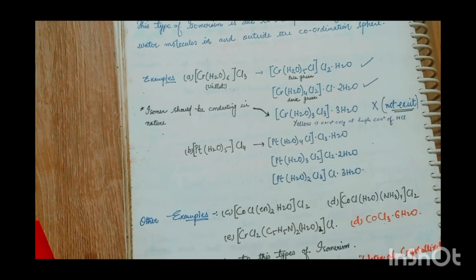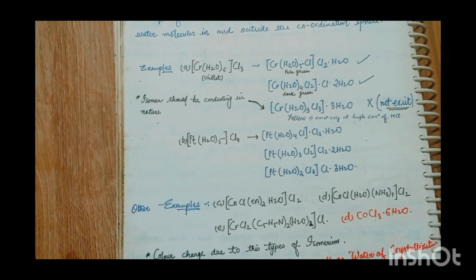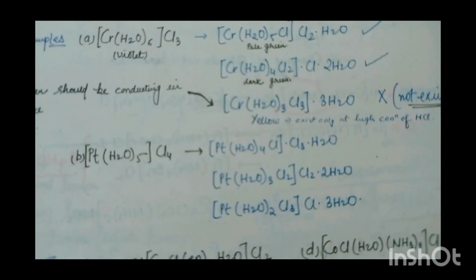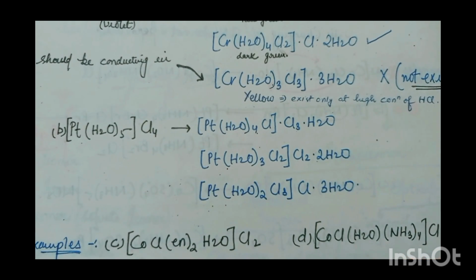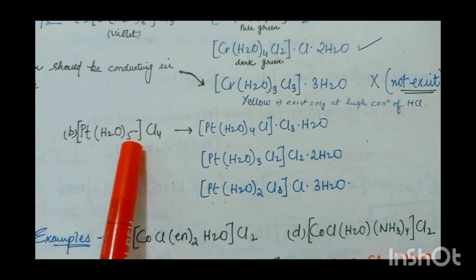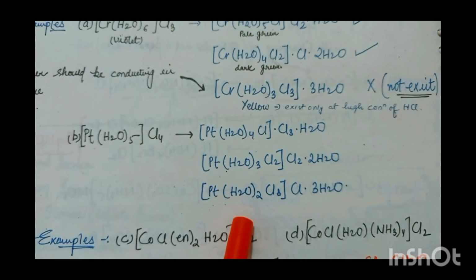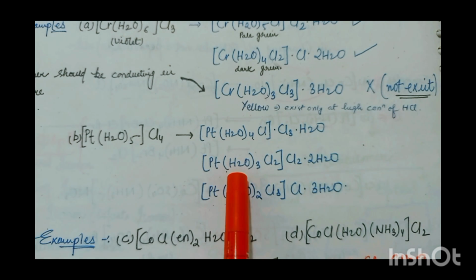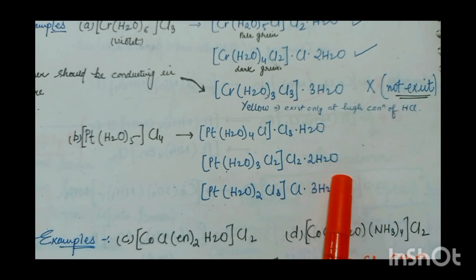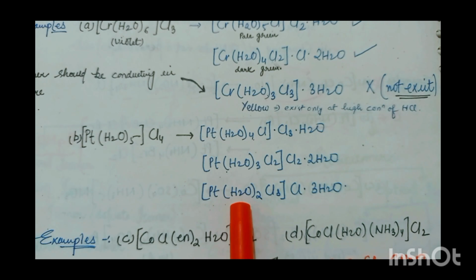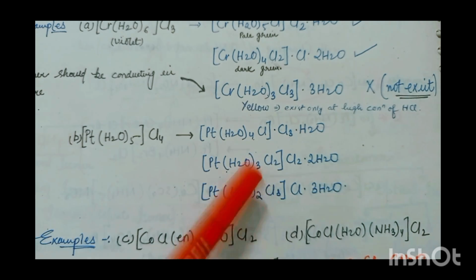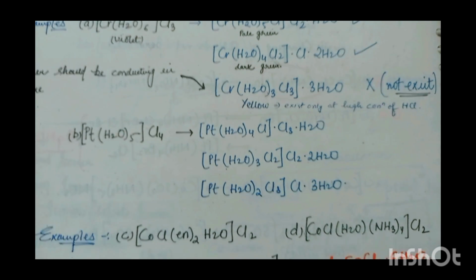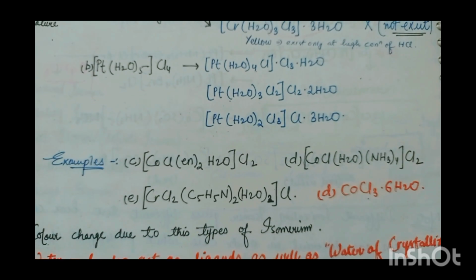Okay, take the another example. As you can see, it is very simple, similar to the first example. Pt(H2O)... Initially we have 4 water molecule, 1 outside. Now we have 3 water molecule, 2 outside. Now we have 2 water molecule, 3 outside. It means different number of water molecule. Another example you can note down are these.